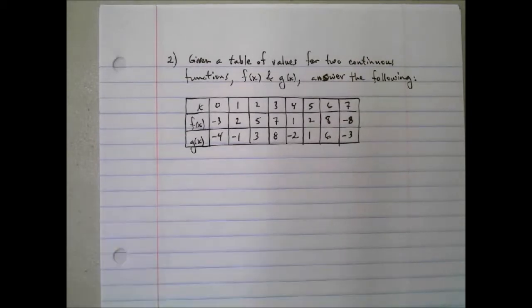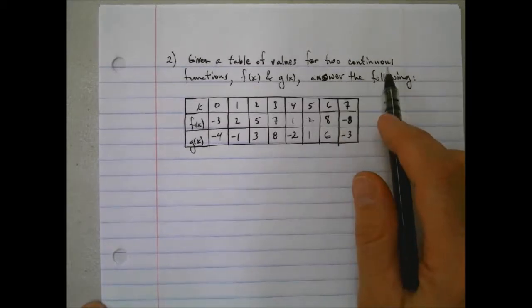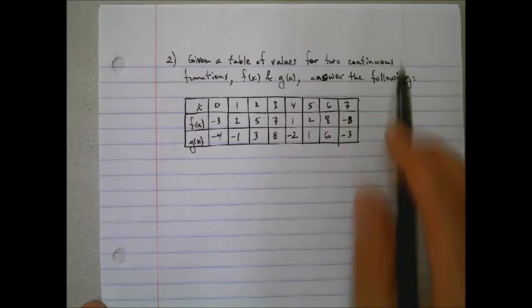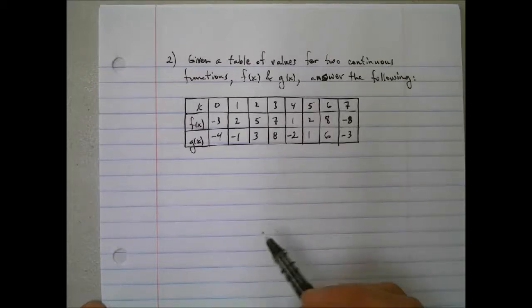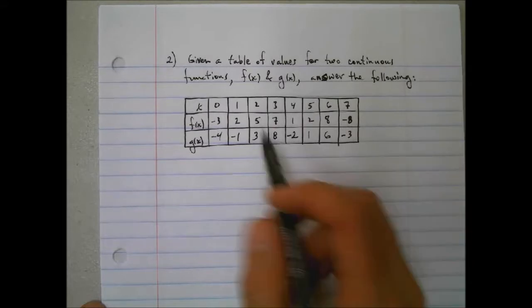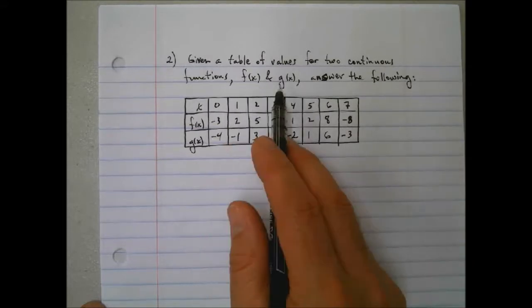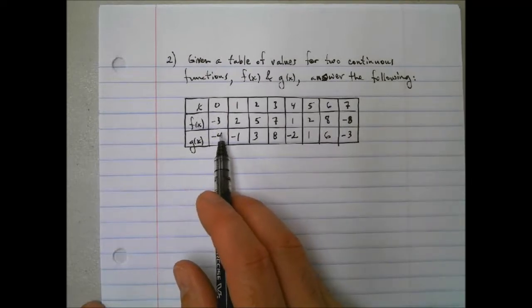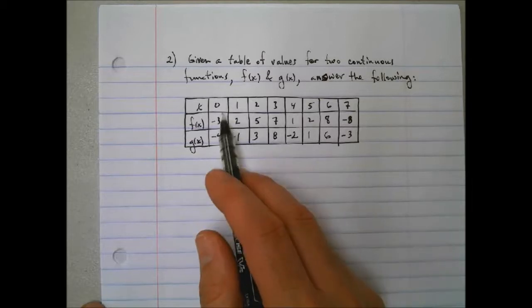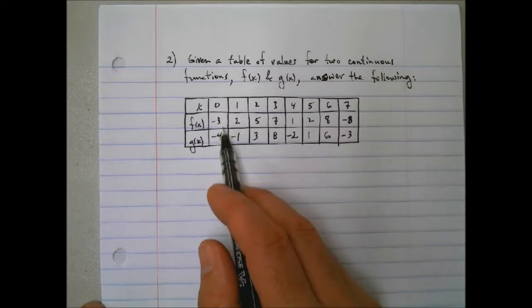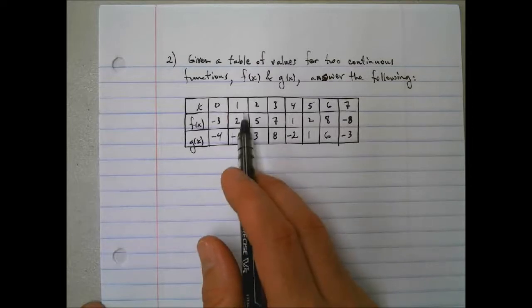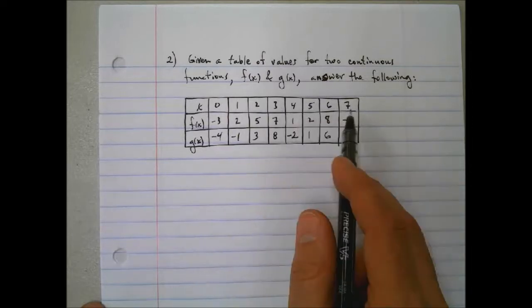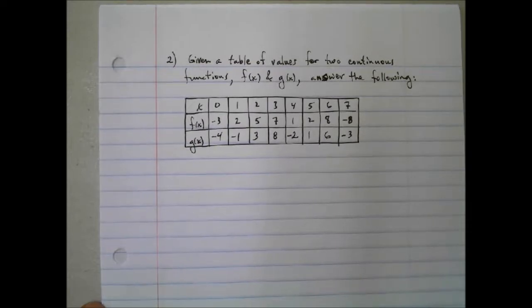Okay, last problem, multiple parts to it. Given a table of values for two continuous functions, remember continuous functions, we do not lift our pen or pencil from the paper as we're sketching the function. Two continuous functions, f of x and g of x, answer the following. So here are the two continuous functions. At least we're taking snapshot views of them. So at x equals 0, we know what the y value is for f. We know what the y value is for g. And so on, at 1, at 2, at 3, at 4, all the way up until 7. These are just snapshot pictures.